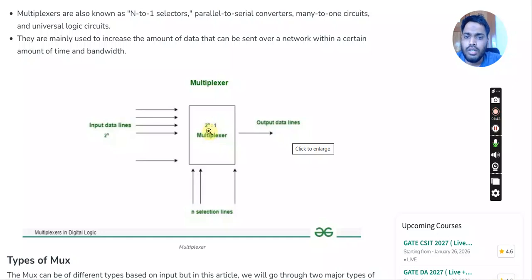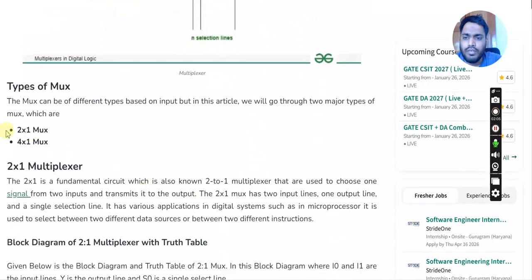Similarly for 2 to the power of 3, for an 8 is to 1 multiplexer, 8 inputs will be there and 3 select lines will be there and one output line will be there. For 2 to the power of 4, which is a 16 is to 1 multiplexer, 16 inputs will be there, 4 select lines will be there and one output line will be there. So there are different multiplexers: 2 is to 1, 4 is to 1, 8 is to 1, 16 is to 1.